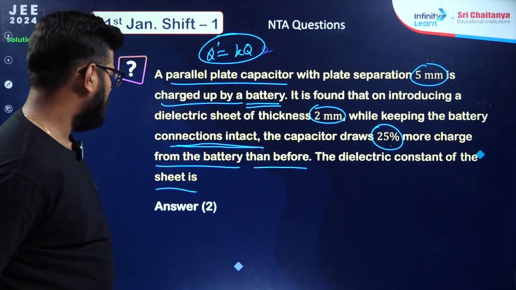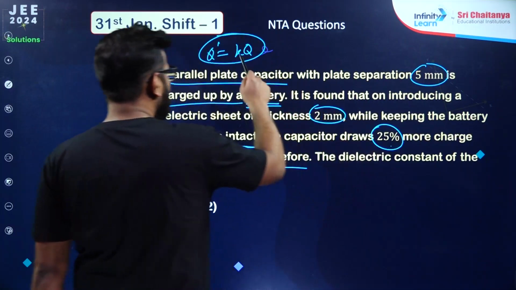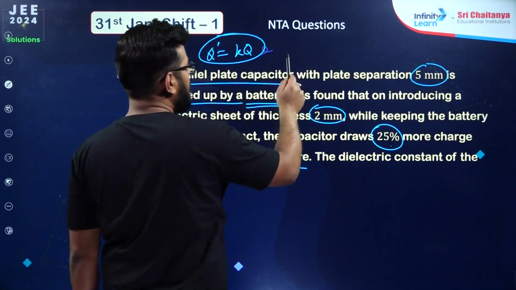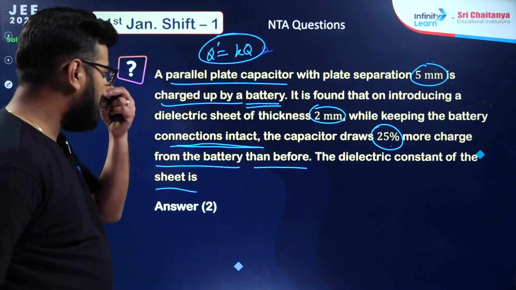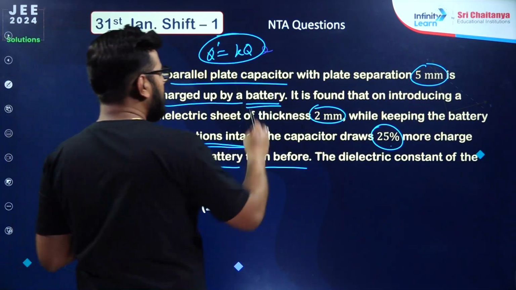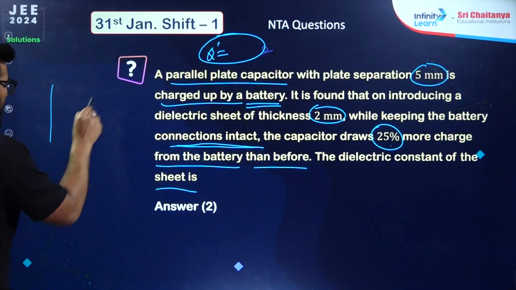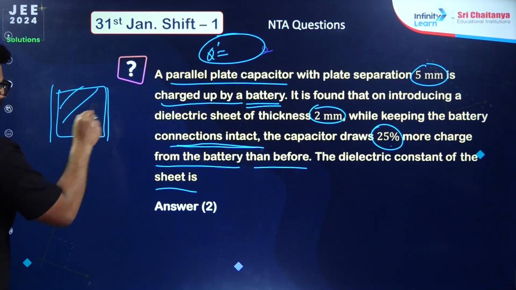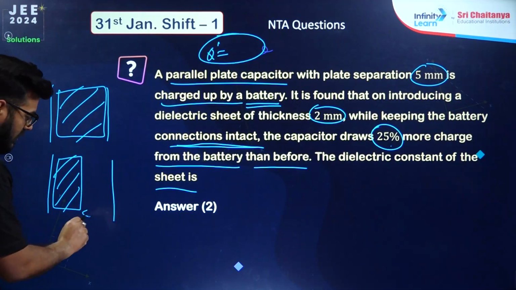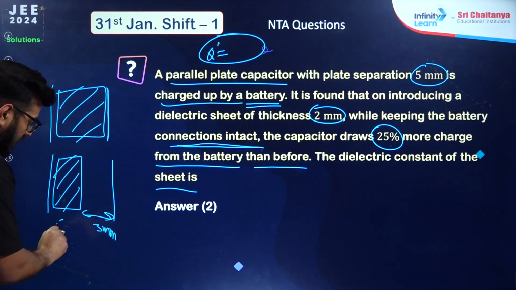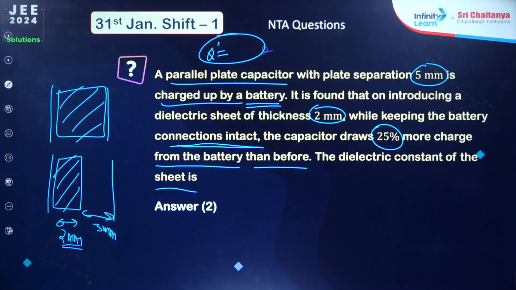So obviously I think you can very easily find out the answer that based on the value 25% more charge, that means this Q dash is 1.25 times the initial charge, right? And one more thing is there, it is not simply going to be K. Reason is because K is the scenario when the entire capacitor plate is filled with the dielectric. But over here what is happening? Only 2 mm is being filled by the dielectric. Okay, rest 3 mm is left vacant.